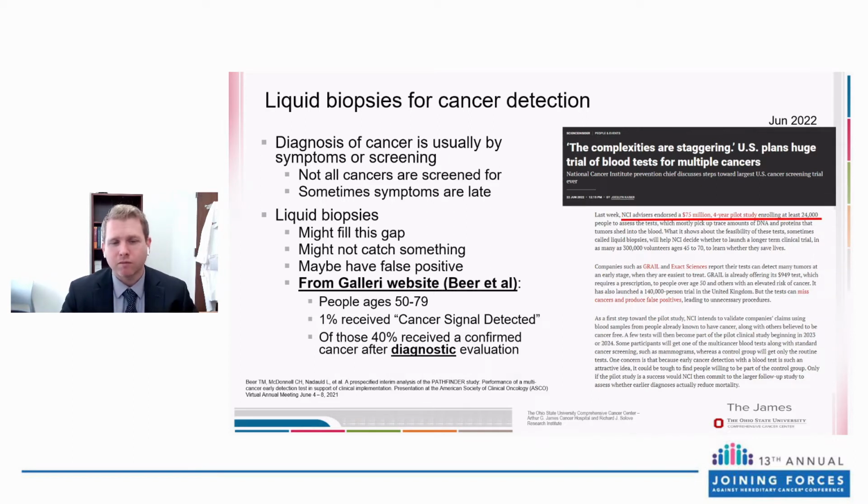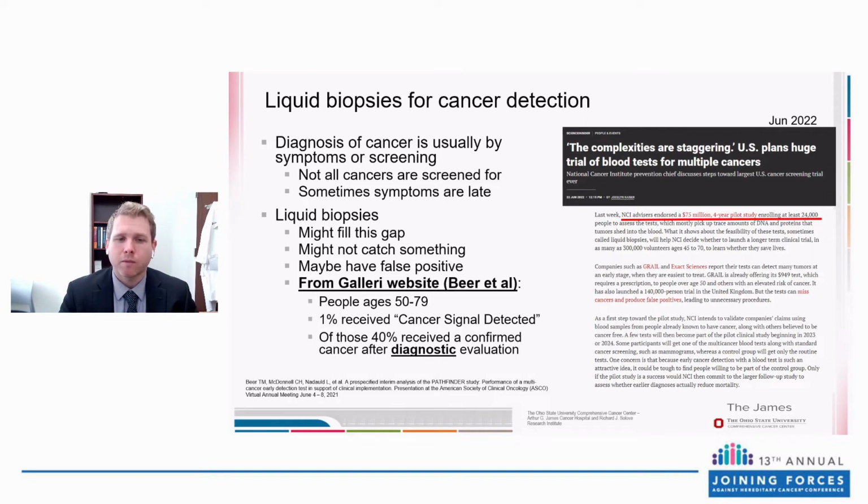Also, sometimes symptoms develop late in the disease process. Once again, using ovarian cancer as an example, most ovarian cancer patients present at a more advanced stage because the earlier symptoms are so subtle. So liquid biopsies potentially could have the opportunity to screen for a cancer that we don't have a screening test for, but also maybe identify cancers at an earlier stage, which may influence our opportunity to cure the cancer. Liquid biopsies, therefore, might fill this gap. The problem is that liquid biopsies currently might not catch something. So we might get a false reassurance with a negative liquid biopsy.